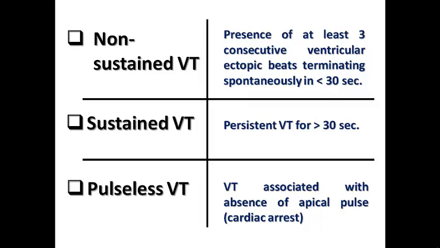It means that the patient has VT, but there is no apical pulse, so this patient is in cardiac arrest. Pulseless VT is a clinical term, not just an ECG term, because in the ECG you would see just ventricular tachycardia in the form of consecutive PVCs, but the patient has no apical pulse, and so in this condition the patient is gasping and there is no consciousness.